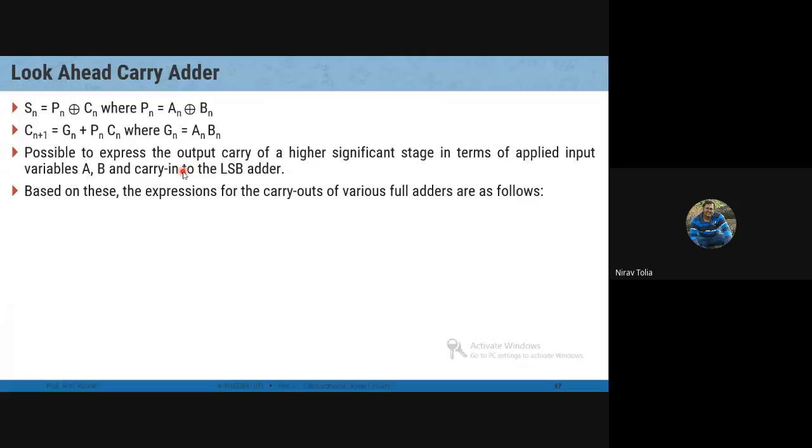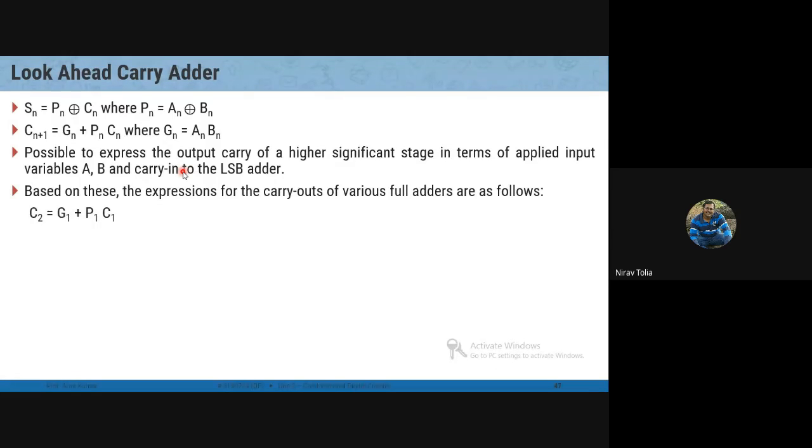We can also calculate C1, C2, C3 at the same instant. We can derive the logic, we can generate a logic such that we can get the values of C1, C2, C3 at the same instant.